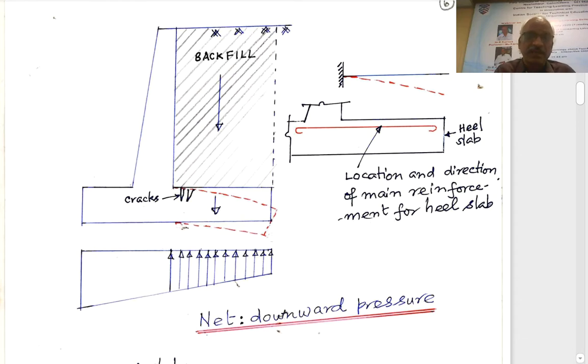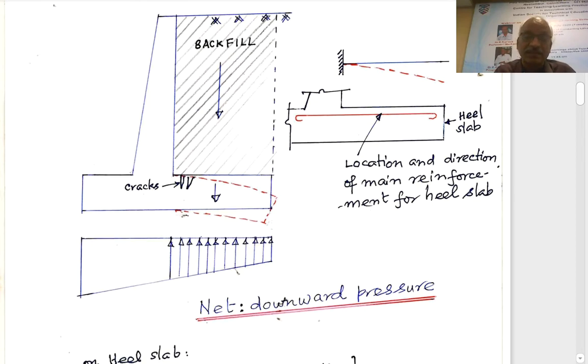So this is again a picture showing the behavior of the heel slab. It is subjected to both upward pressure and downward pressure. It is subjected to net downward pressure. Therefore, it will act as a cantilever fixed to the stem and right hand side free, cantilevering as shown in the figure, and also the location of the tensile crack and the location and direction of the main reinforcement are shown on the figure on the right hand side.